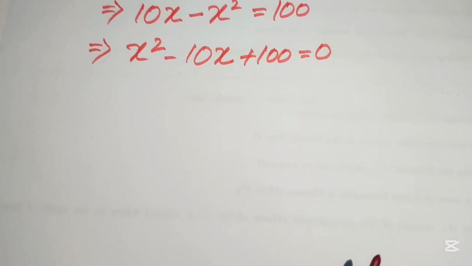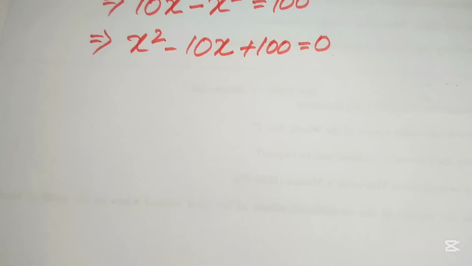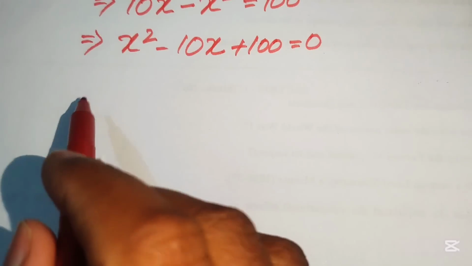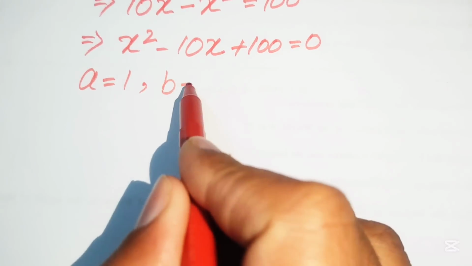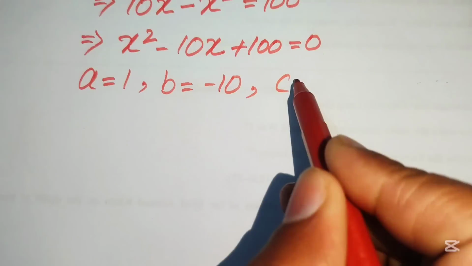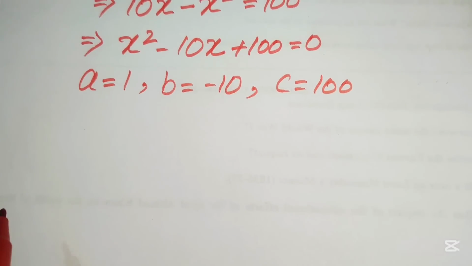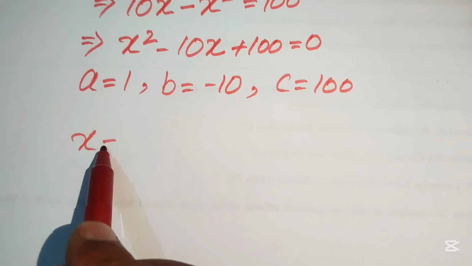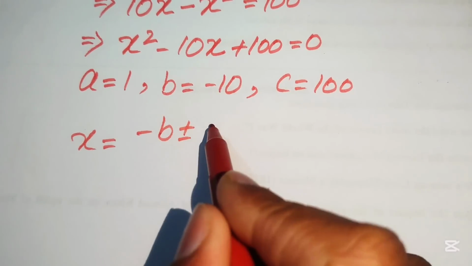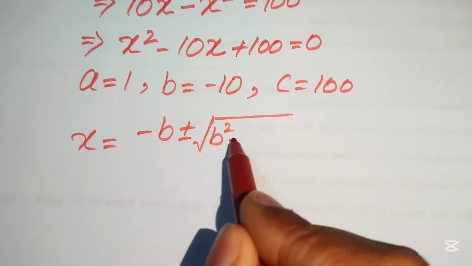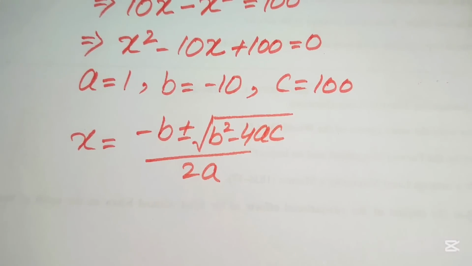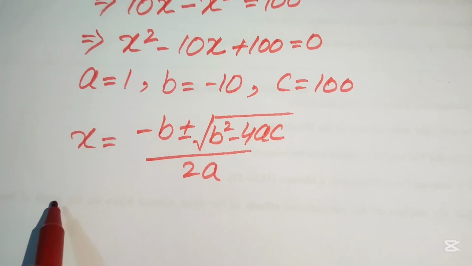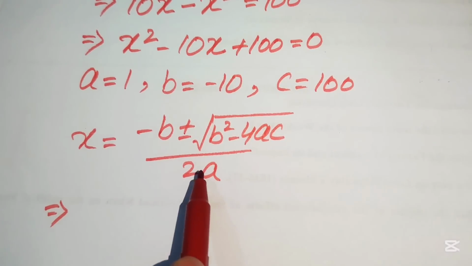Further, you see this equation becomes quadratic in the x variable, so now we solve this quadratic equation by applying the quadratic formula. First we write the coefficients of this equation: a equals 1, b equals minus 10, and c equals 100. We know the quadratic formula. It is stated as x equals minus b plus minus square root of b square minus 4 times ac, divided by 2 times a. This is our quadratic formula, and now we need to substitute the values of a, b and c in this formula.